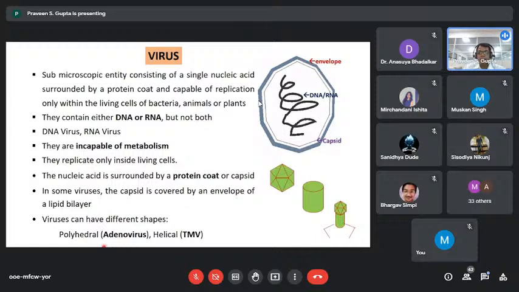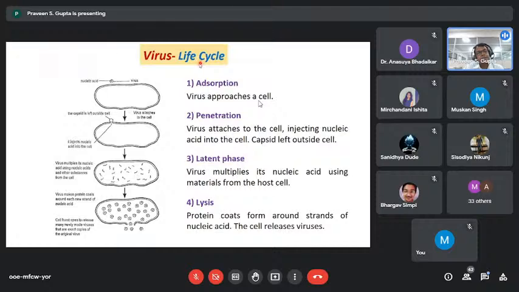Two shapes you should remember at least. One is the polyhedral shape, which is commonly present in the adenovirus, and the other is helical, which is present in the tobacco mosaic virus. The life cycle of a virus: the first step of this life cycle is adsorption. They always adsorb upon their surface on the host.